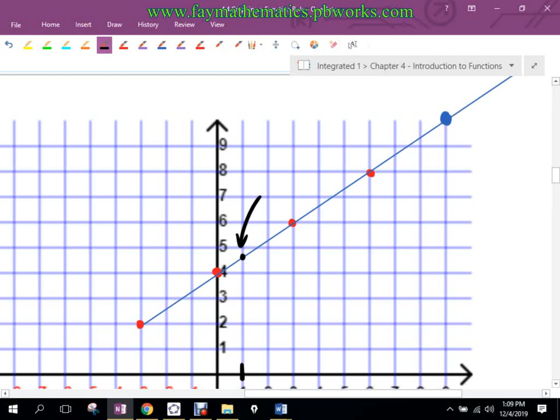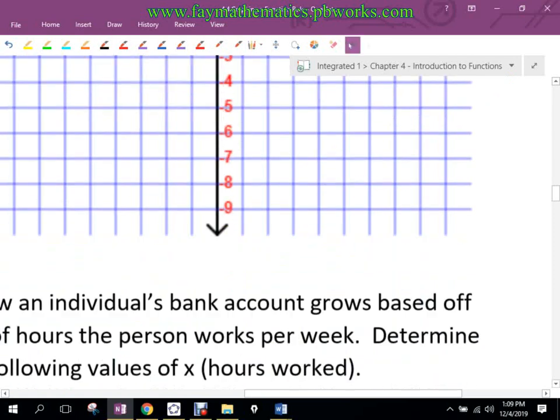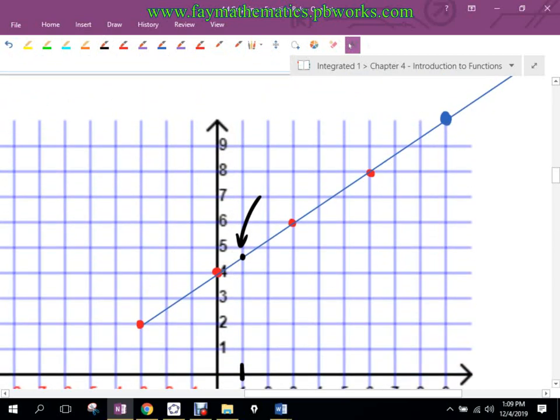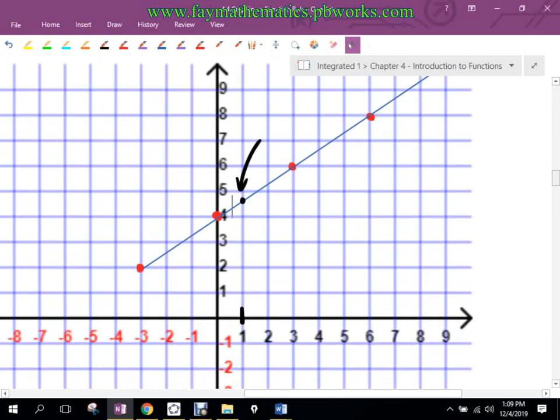Okay. If I were to try to, let's say, look at the x value of 4. Look at the x value of 4, and see where that intersects my graph right there. What do you think the y value would be that goes with an x value of 4? What do you think that y value right there is? 6.8.